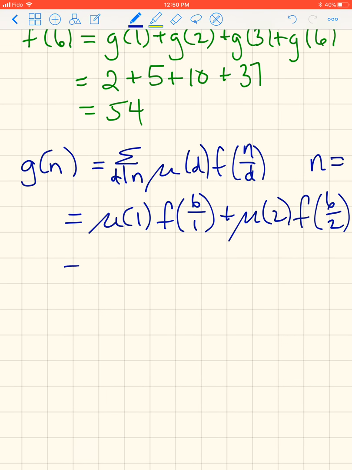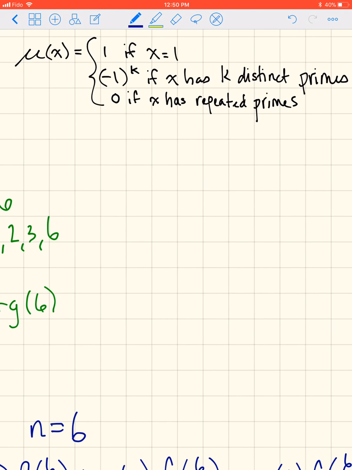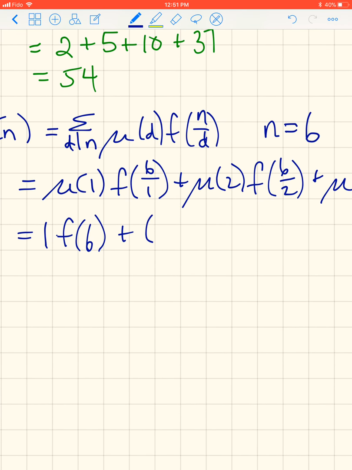Now's where we need to remember how to use the mu function properly. So mu of 1 is always 1, that's no problem. This is going to be f of 6, so let's just write it like this for a moment. Mu of 2, because 2 is one distinct prime, mu of 2 is negative 1. And this will be f of 3.